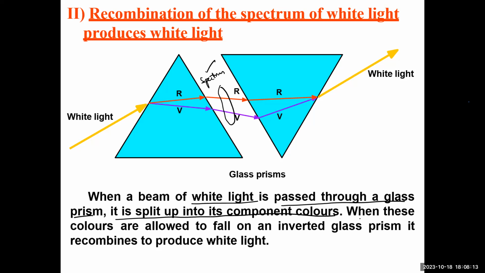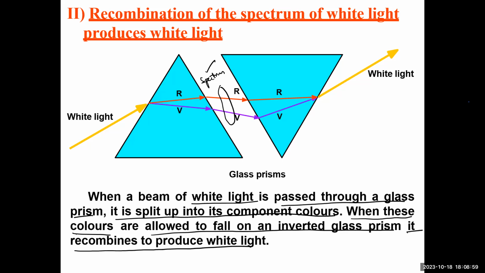Now, when this spectrum of colors is allowed to fall on an inverted glass prism, I told you, in order to get VIBGYOR you are supposed to put your glass prism in this fashion. And if you want to reconvert that VIBGYOR into white color again, you are supposed to put an inverted prism, upside down. When these colors fall on an inverted glass prism, it will recombine them all. Recombine means what? It will bring all the VIBGYOR colors to one single color. That single color is nothing but white. This is what we call recombination.